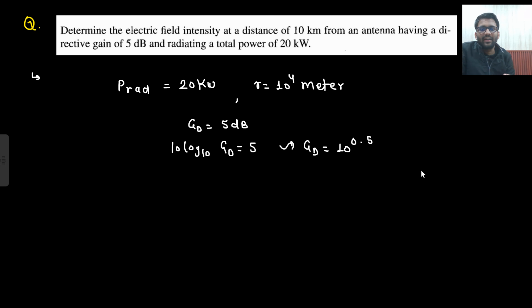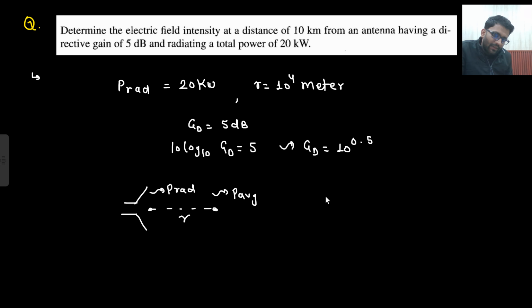What we need to find is the electric field intensity at a distance. What did I tell you? From an antenna at distance R, if I know the P radiated, then at distance R what I can find is P average. How do we find it? P radiated divided by 4 pi R square, because of the complete sphere, not hemisphere, sorry. Complete sphere, so P radiated upon 4 pi R square into, I will never forget multiplying this GD.